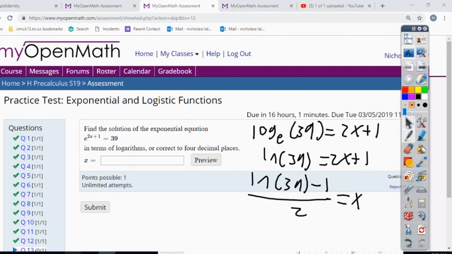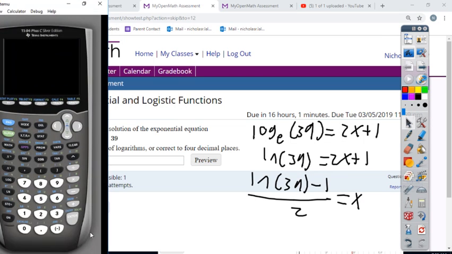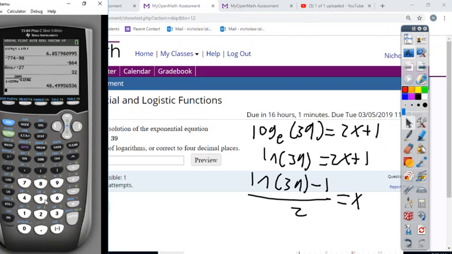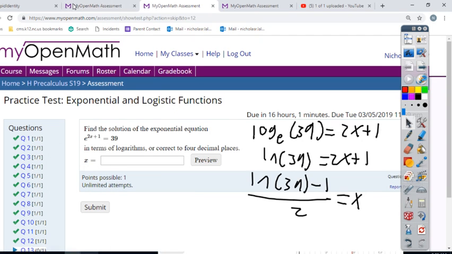So what I do is I evaluate the natural log of 39 minus 1, divided by 2. That should be equal to x. To 4 decimal places, that's 1.3318.